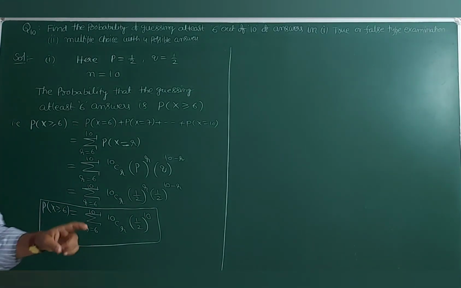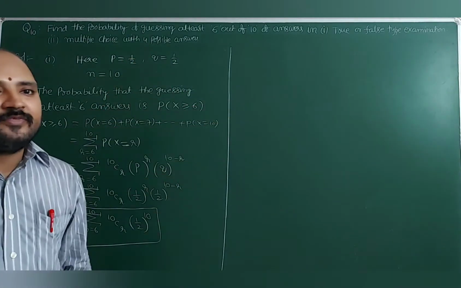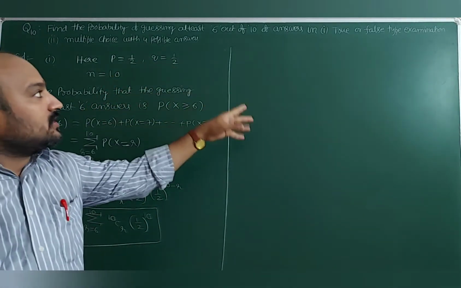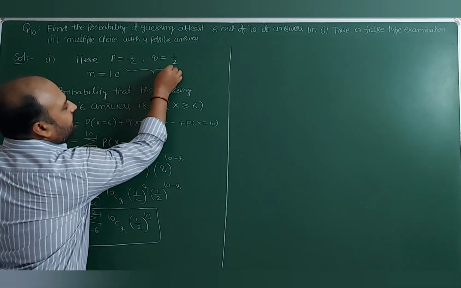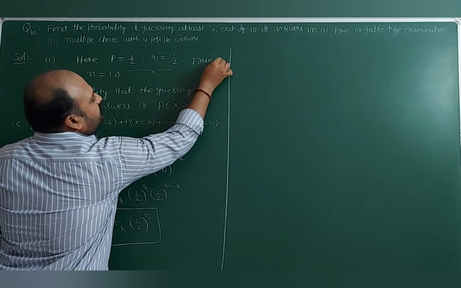I hope you understand this, students. This is about the first question: at least 6 out of 10 answers in a true or false type question.